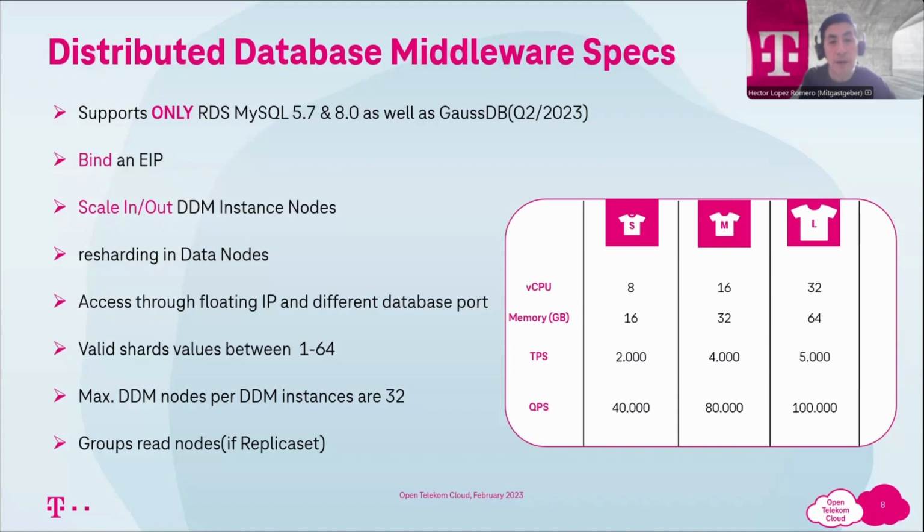After you create a DDM instance, you get a floating API. The port is different from the database port that we already know. For MySQL, it's 5432. In this case, it will be 5066. And with this port, you can start writing data to the database.